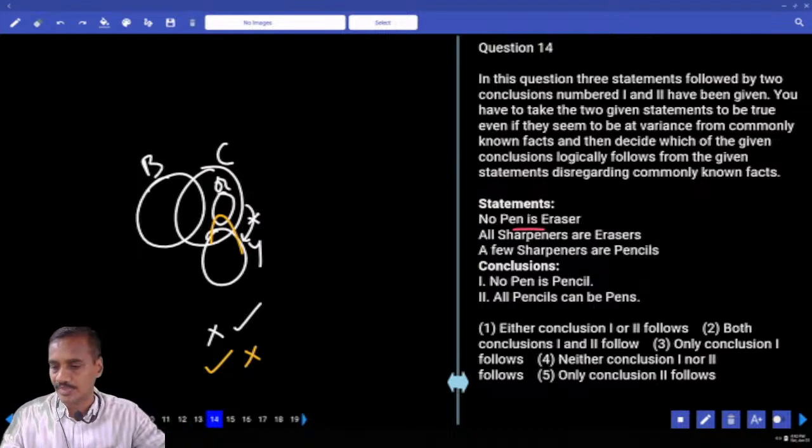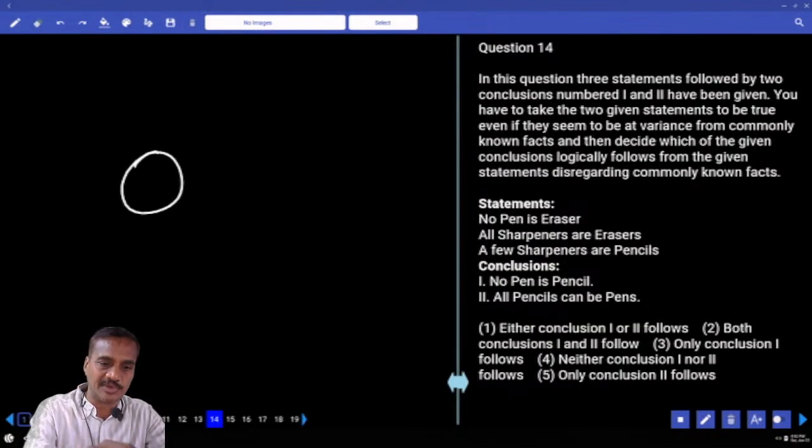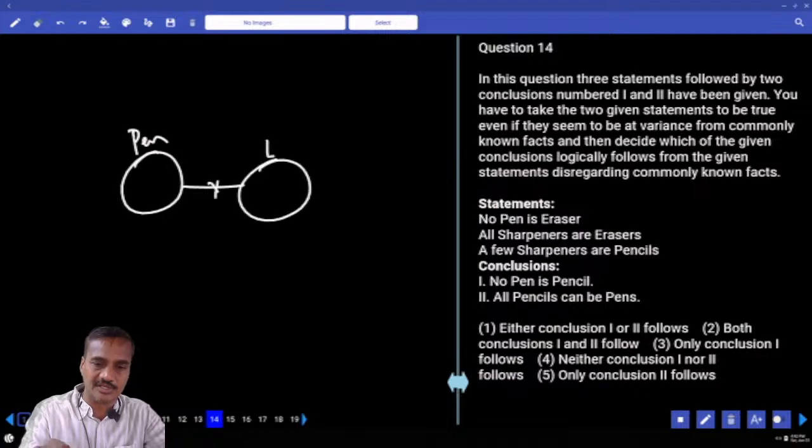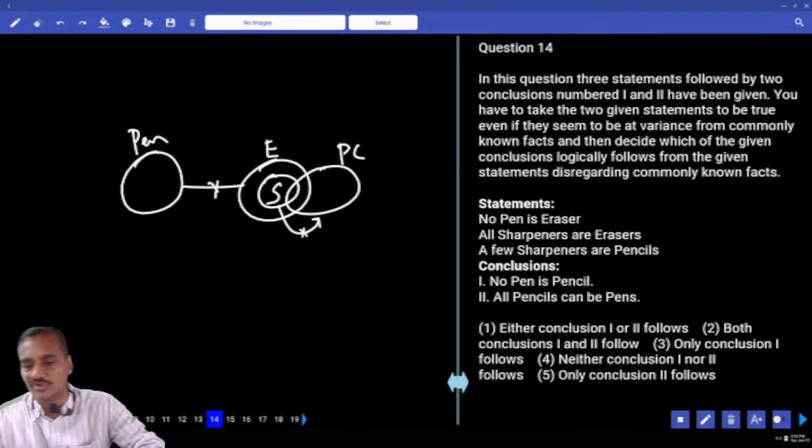Then the 14th one. On this 14, no pen is eraser. No pen is eraser, pen is here, eraser is here. No intersection between pen and eraser. And all sharpeners are erasers. And in the same way, a few sharpeners are pencils. Some sharpeners are pencils, but not all. All these sharpeners cannot be a part of pencil.